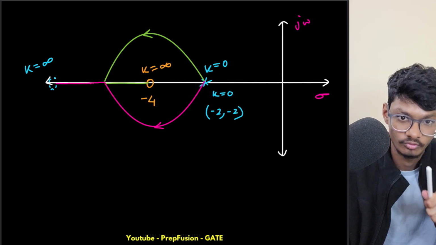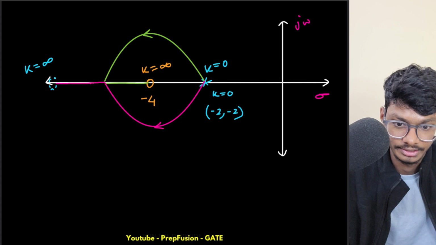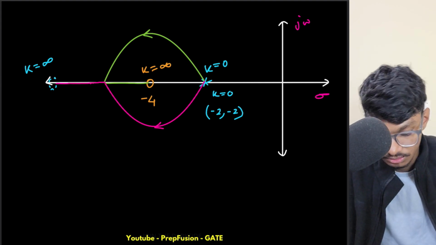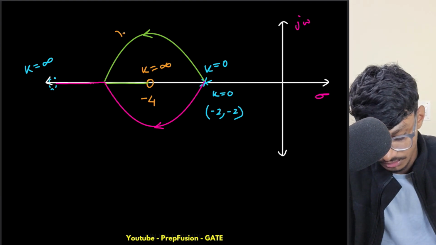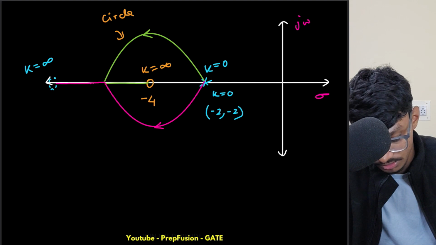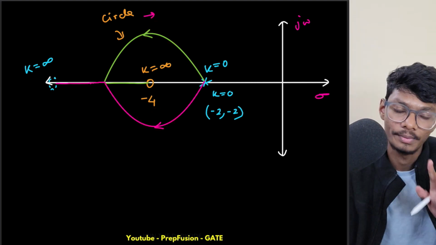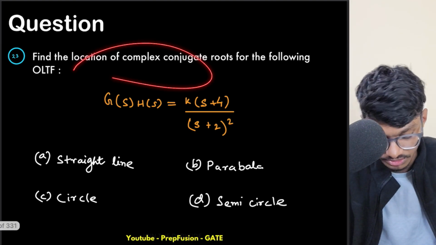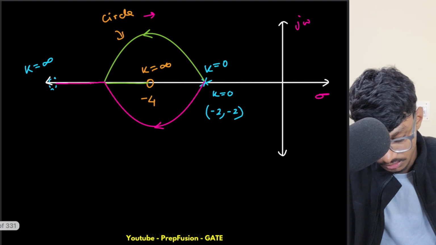You calculate, this is the homework for you. Calculate the angle of departure from these two poles, and you will get it. Just try to understand that this will be the equation of a circle. This will be the form of a circle. So the answer will be circle. These are complex conjugate poles, so that is what the question is asking. Where will the location of the complex conjugate poles lie? It will lie on the circle. Answer.